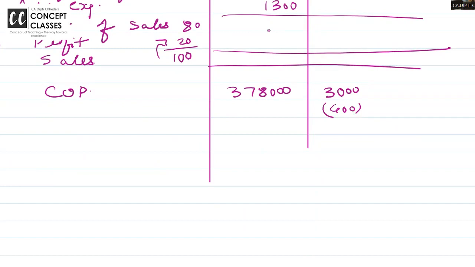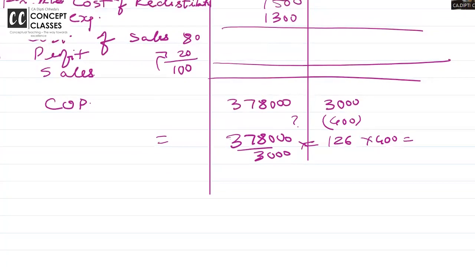How many units are in stock? 400. Uska kitna? So if you divide, it's a very simple logic. 3,78,000 divided by 3,000, you will get the per unit cost. 378 is the cost to produce per unit. It is coming to how much? 3,78,000 divided by 3,000. 50,400 is your closing stock of finished goods.